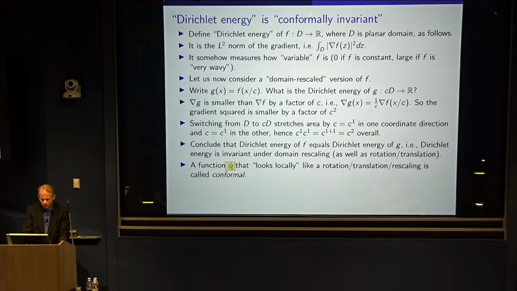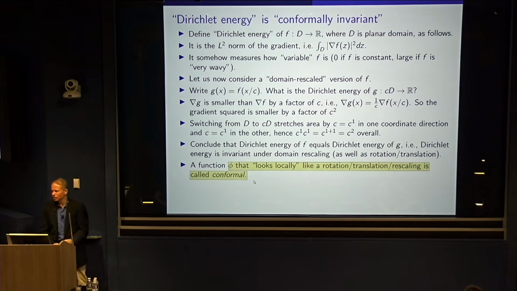Now, you can also extend this even further. If I take a function phi that looks locally like a rotation, translation, or scaling, so this is also invariant under rotations and translations, then I'm going to call that function conformal. There's a special kind of function from the plane to the plane that if you look at a very small circle here, it'll just get mapped to a small circle over here, and the circle might get stretched by some constant factor and rotated. But it does that everywhere. And we call those functions conformal or analytic or holomorphic. There are various words for them, but they're very special functions.